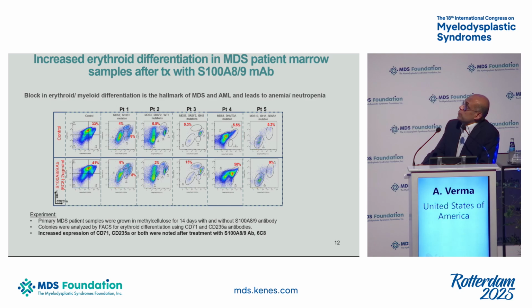When we treated primary MDS samples, bone marrow derived, in the presence of these monoclonals, we did see an increase in erythroid colony formation. As you can see, the top panel shows control isotype antibodies, and the lower panel is treatment with one specific monoclonal against the heterodimer. Across a set of different mutant subtypes, we do see an increase in CD71 and glycophorin A positive cells.